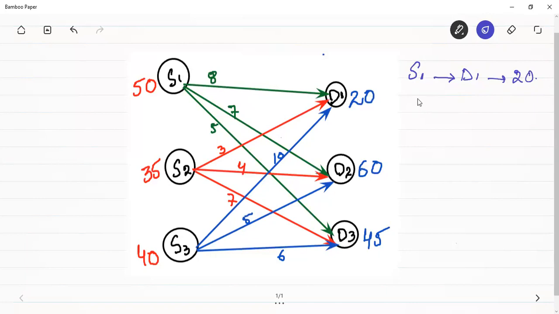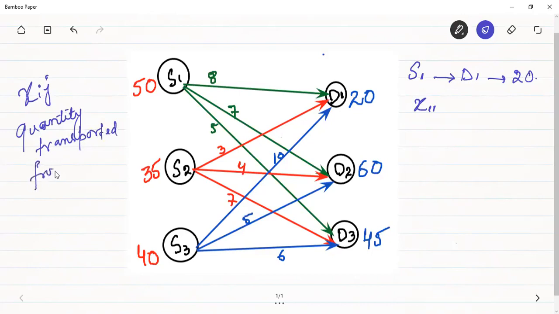Then I can say what are the units that have been transferred from S1 to D1? Let me say that Xij represents the quantity transported from supply point i to destination j. How many units is it transporting? X11 units. When I talk about X11, that means how many units are being transported from supply point 1 to destination 1, and I have taken them to be 20.